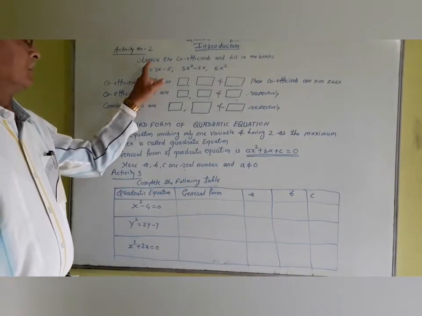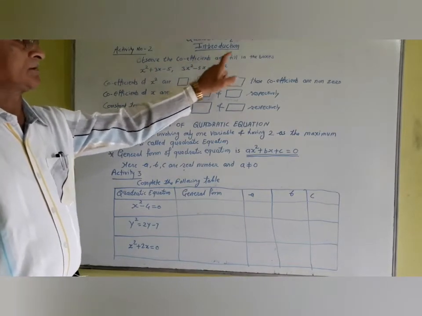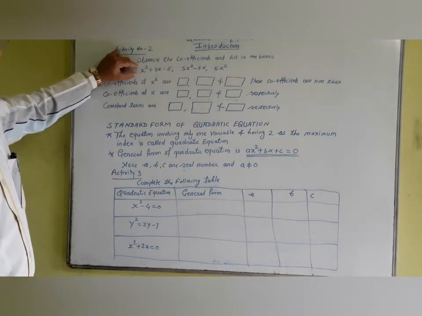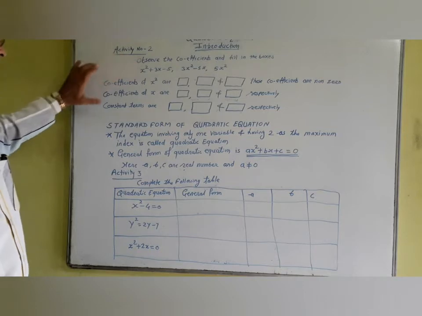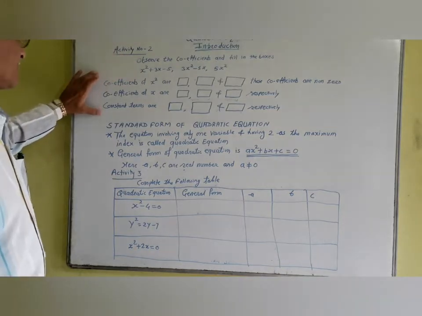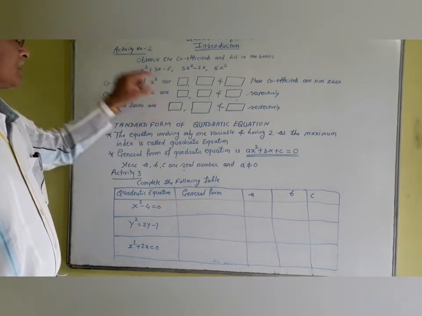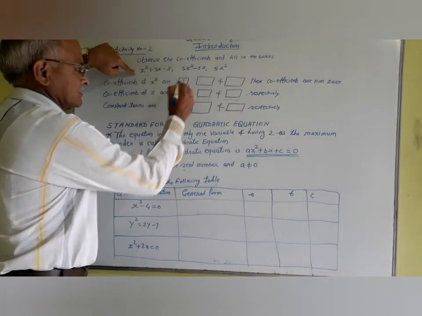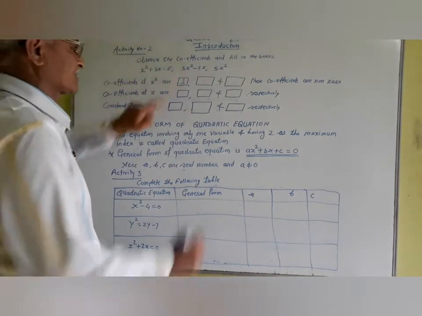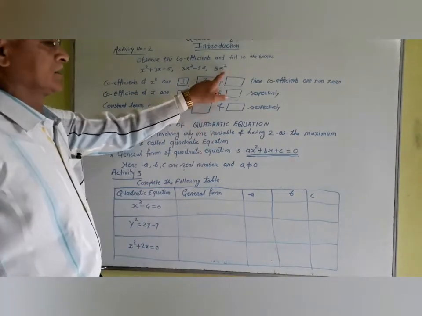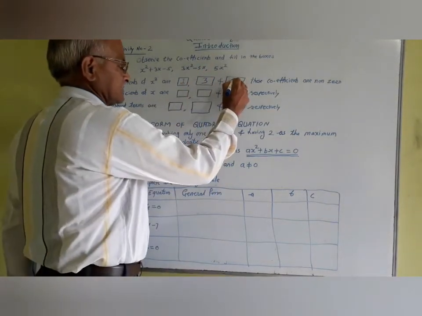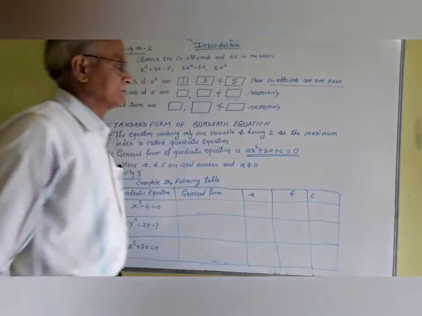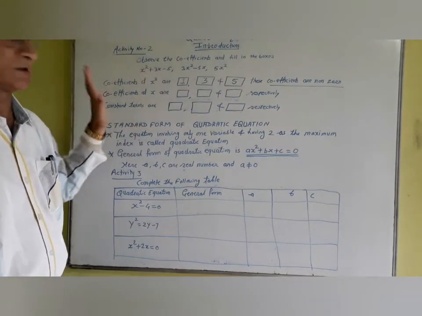Number 2, observe the coefficients and fill in the boxes. There are some quadratic polynomials. Observe these quadratic polynomials and their coefficients and then fill in the boxes. Coefficient of x² in the first polynomial is not given and therefore taken as 1. In the second polynomial, the coefficient of x² is 3. In the third polynomial, it is 5. In these three quadratic polynomials, the coefficient of x² is not 0.